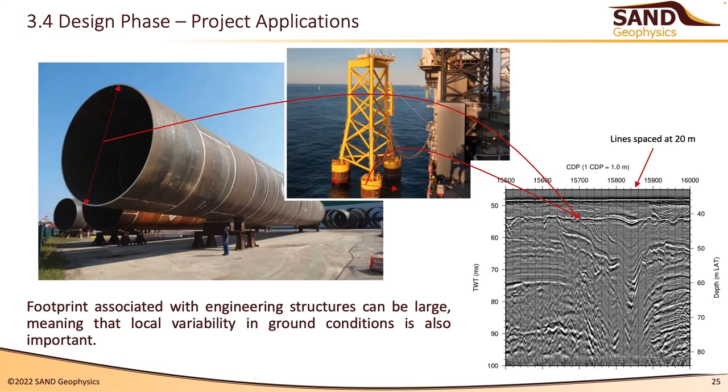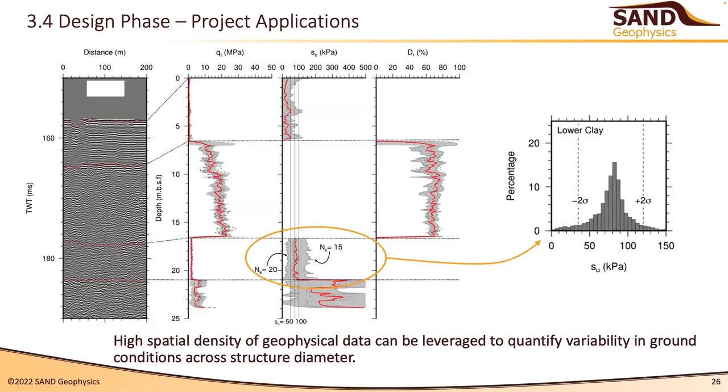And so even if you go down the route of having a single intrusive geotechnical sample at each of those locations, how reliable that measurement is across your 50 meter footprint that you might be worried about is a very interesting question. So we can use the high spatial density of the geophysical data to help with that. It's not just about being able to map over large areas. It's also about being able to understand local spatial variability as well.